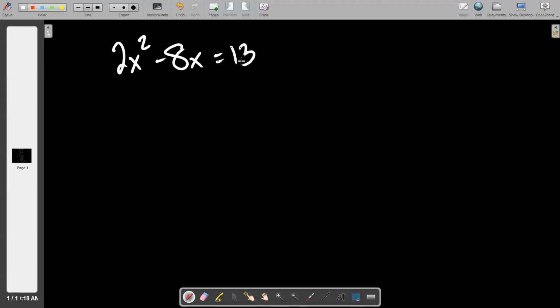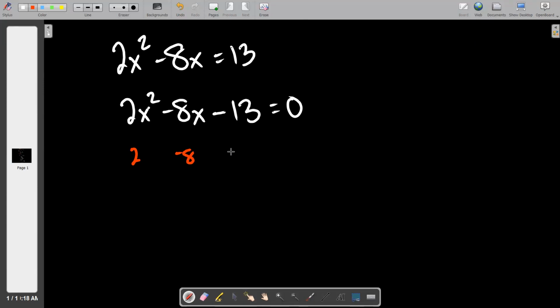What do we do first? Move the 13 over. So we get 2x squared minus 8x minus 13. What's A? B? C? Yep. Just something about seeing them, at least for me. So let's do it. It's time to begin. We're going to write x equals, and here we go.